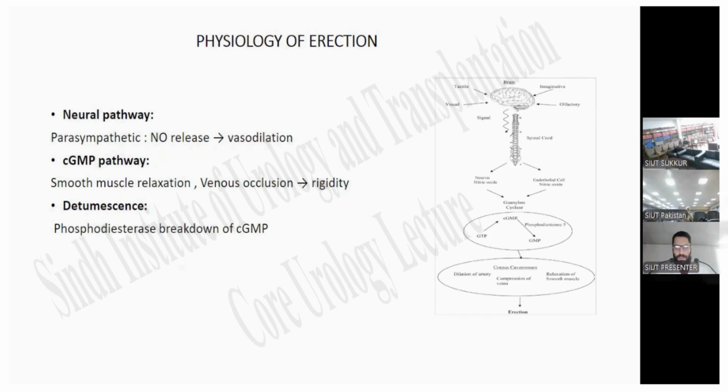And another pathway is the nitric oxide pathway, as the nitric oxide that is released by neurons activates guanylate cyclase, which converts GTP into cGMP, which causes smooth muscle relaxation and venous occlusion, causing rigidity of the penis. The detumescence occurs as the cGMP is converted into GMP by phosphodiesterase.